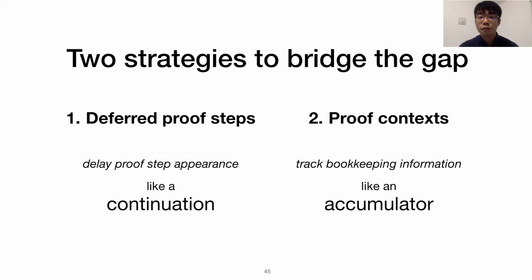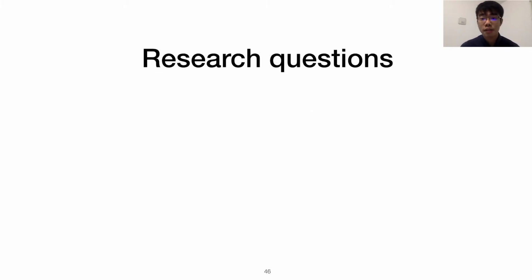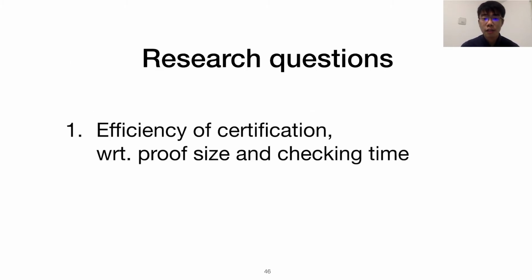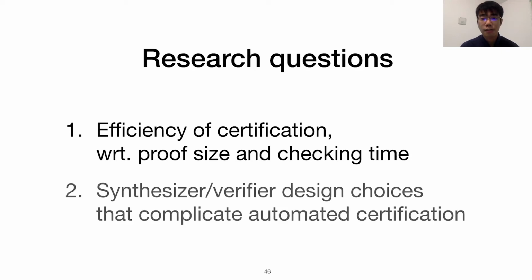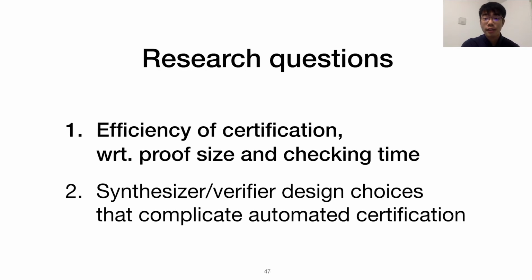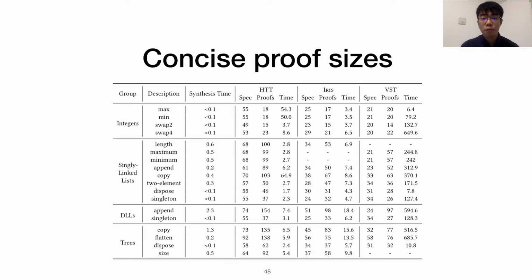That was an overview of two features of our proof evaluator inspired by continuations and accumulators. To assess our design, we wanted to answer two questions: the efficiency of the certification in terms of proof size and checking time, and any synthesizer or verifier design choices that complicate automated certification. To determine efficiency, we evaluated this technique against a number of other programs that Suslik can synthesize.